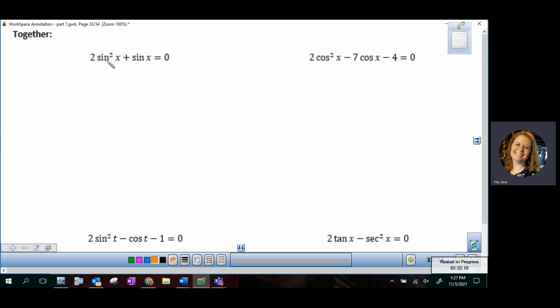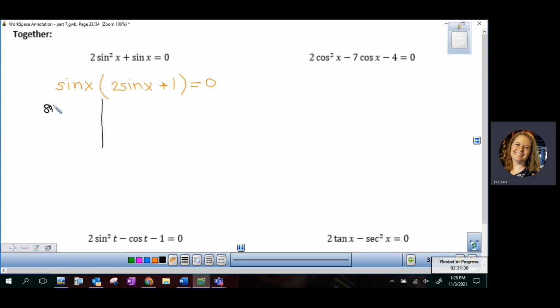Do these two terms have something in common? Sine, right. They're both sine of x terms. So I can factor out sine of x, the GCF. What's left when I divide sine of x out? 2 sine of x plus, and then what would be left of this term? Just a 1. Okay, now that's all equal to 0. Now I've got it factored. I'm ready to split and solve.